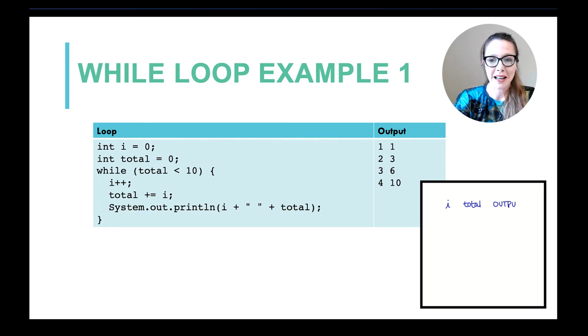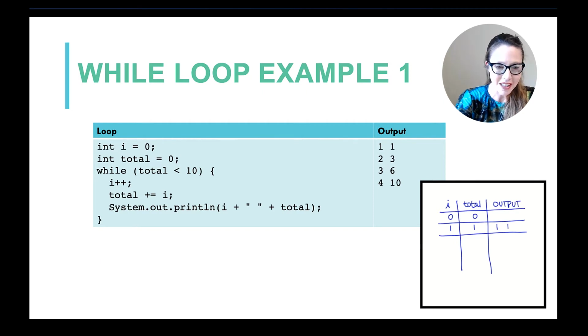We increment I by 1, bringing I to 1. We add 1 to total, bringing total to 1, and we output both, 1, 1. So you'll see in that output, the first column will be whatever is held in I, the second will be the value held in total. So we come back to the start of the loop with total set to 1.